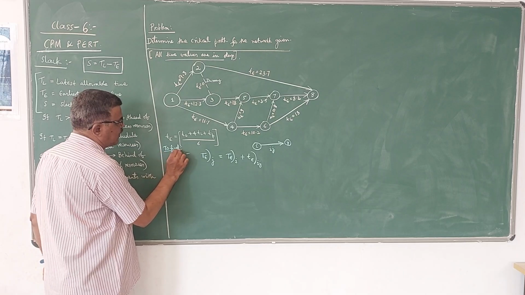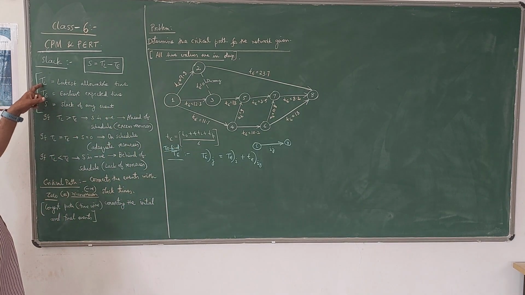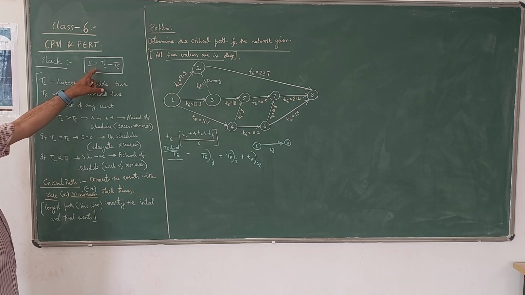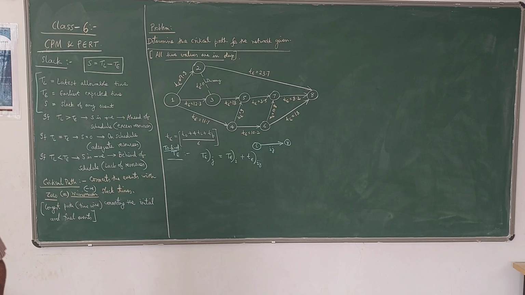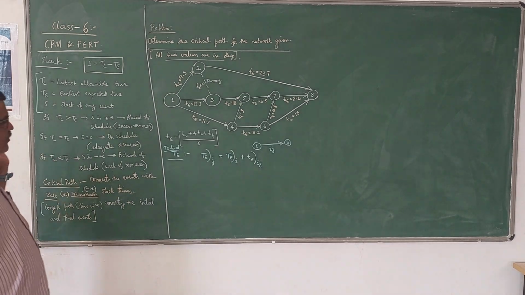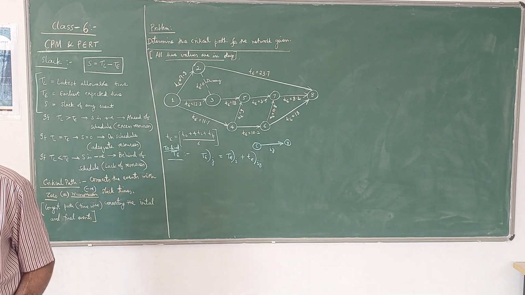To find TE value, then we have to find out TL value. Then once these two are known, S can be found out using this formula. Then you can mark the critical path or zero slack or negative slack. Now this we have to calculate for each event.